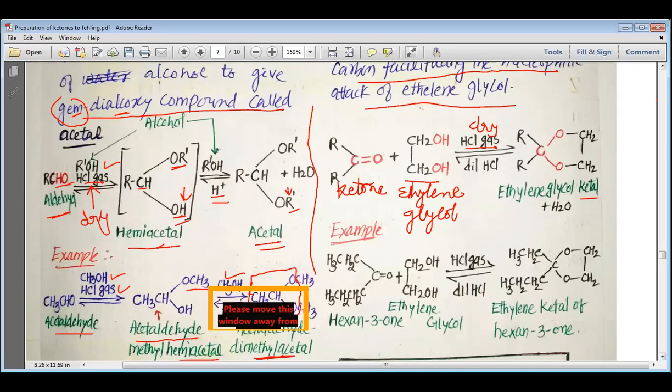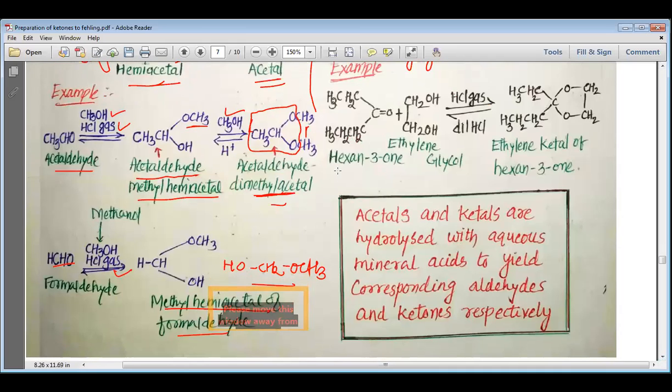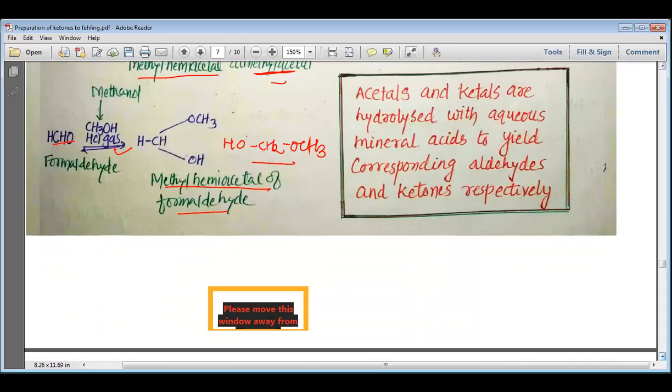Let us understand the production of ketal with one example. Suppose we have hexan-3-one. This hexan-3-one has 6 carbons. You can see here, my dear students, the first carbon, second carbon, third, fourth, fifth, and sixth. This carbonyl group again combines with the ethylene glycol to give us the ethylene glycol ketal, or ethylene ketal, of hexan-3-one. So this is how we understand the various examples. These are examples from your textbook exercises, my dear students.